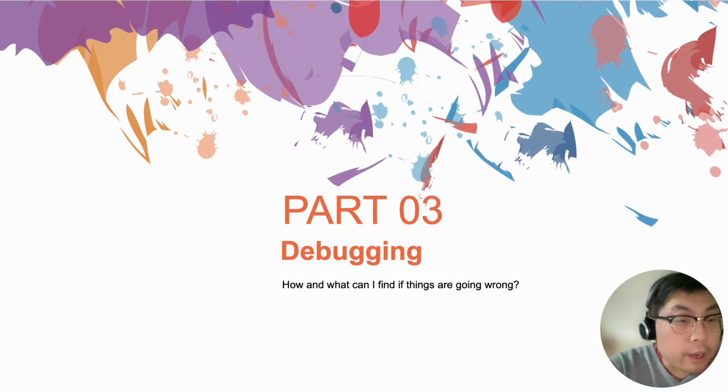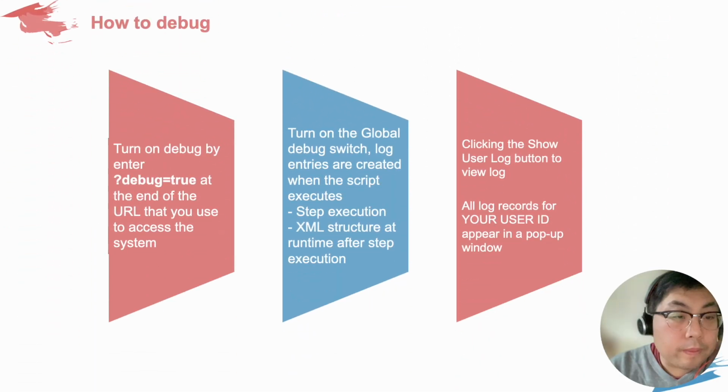Okay, so the next part is debugging. How do you start debugging? It's quite simple. You can just put question mark debug equal to true at the end of the URL, and that will basically start debugging.